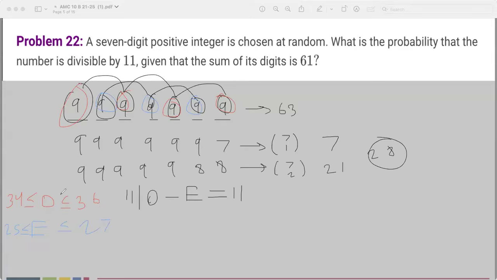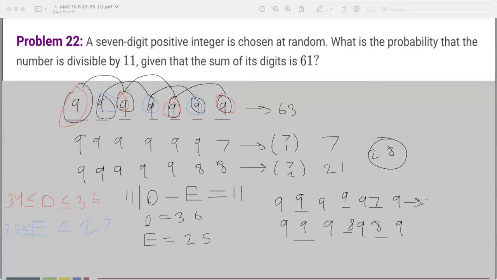And as we just discussed, the only way that can happen is if these two equality conditions are met. So O is equal to 36 and E is equal to 25. So all of the odd-numbered digits have to be 9s. And then the even-numbered digits can be anything that we want, basically. So we can just count how many different ways. For example, we could have 997 in these three spots, or we could have 988.